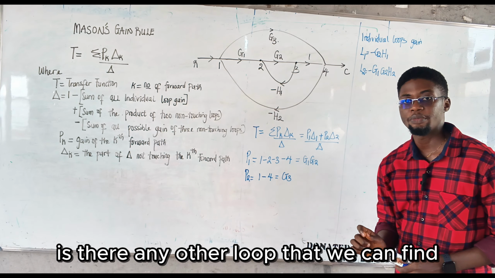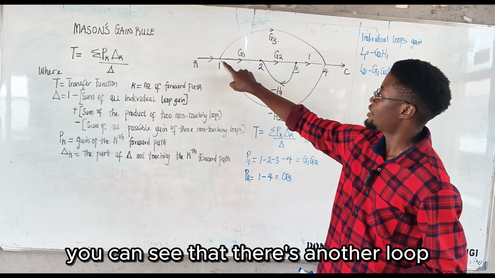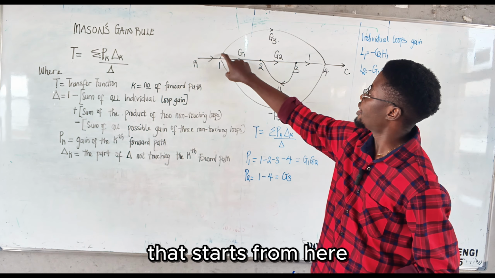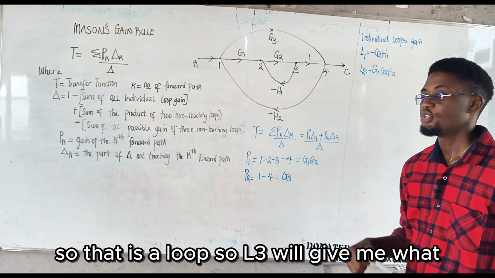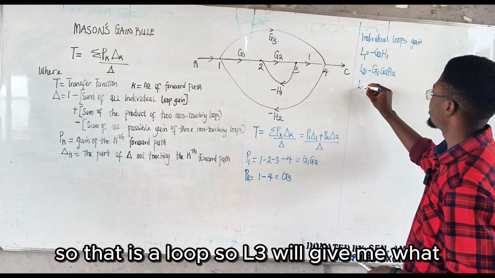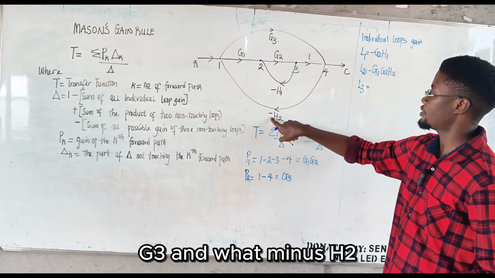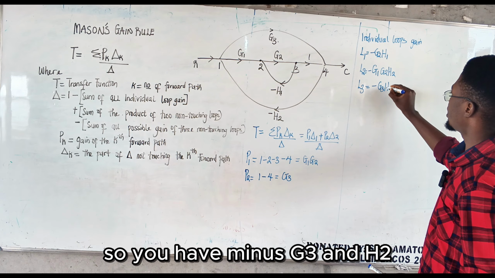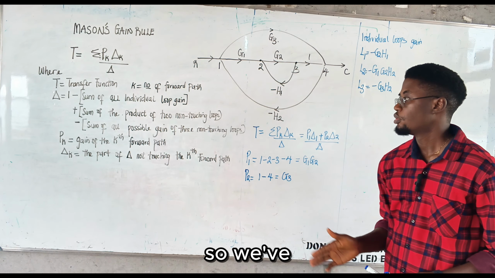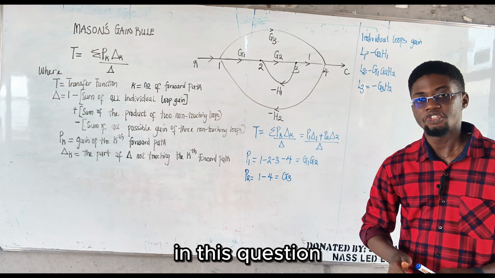Is there any other loop that we can find? Yes, one more loop. If you look closely, you can see there's another loop that starts from here, moves to this point, and returns back. So that is a loop. L3 will give me what? What is the gain of that loop? G3 and minus H2. So we have minus G3 and H2. So we've identified all the individual loops that we can find in this question.